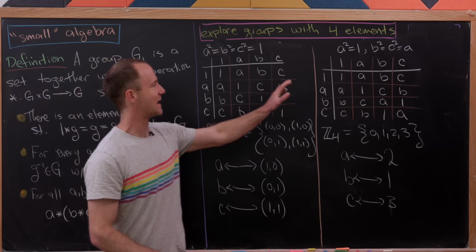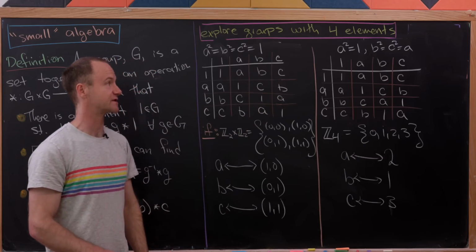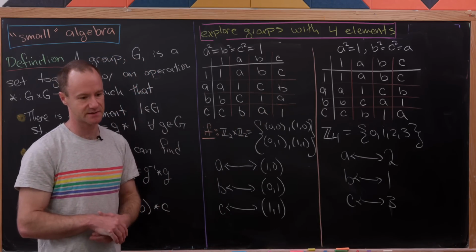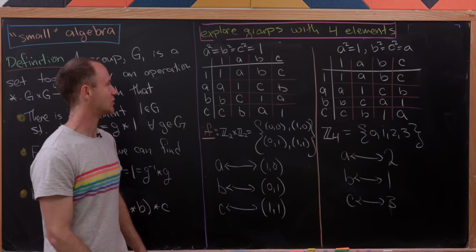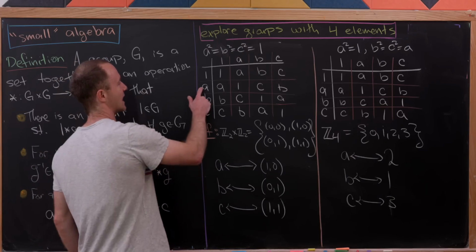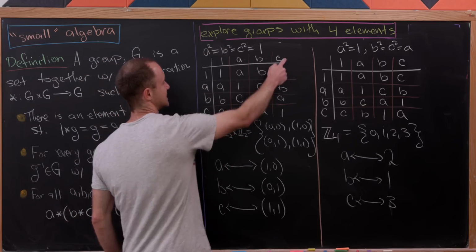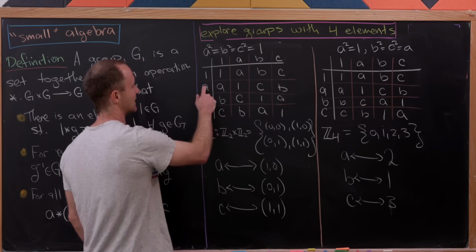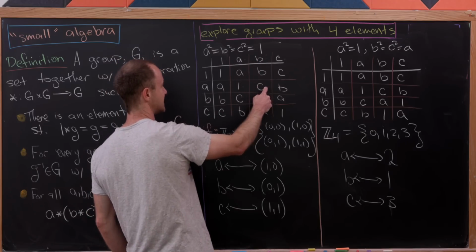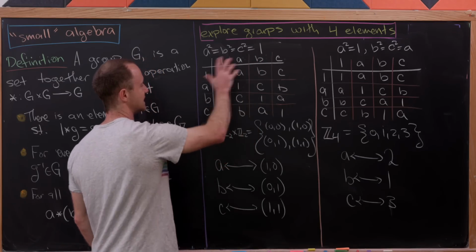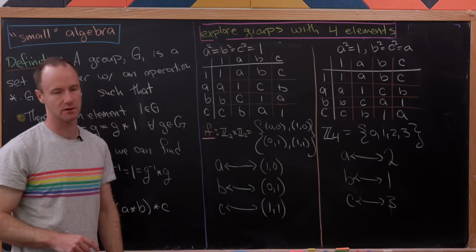So what I've done is I've made a multiplication table for this group in both of those cases. And this is called a Cayley table. So let's see what we have. We have A times A is equal to 1, B times B is equal to 1, C times C is equal to 1. And let's recall that A times B is equal to C, B times A was equal to C, and then we filled in the rest similarly.